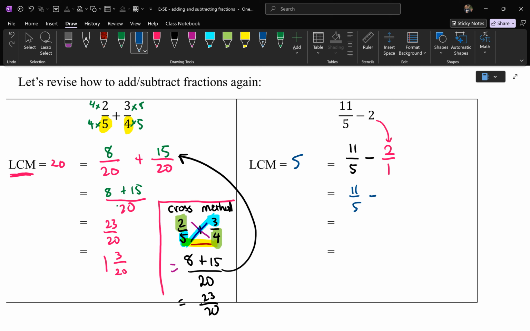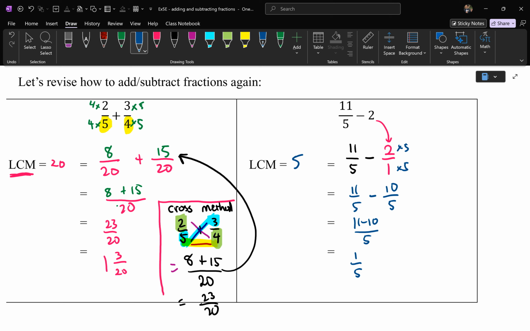You leave it as 11 on 5. Take away. Now, to get a 1 to become a 5, you have to times 1 by 5. Whatever you do to the bottom, you do to the top. So 2 times 5 is 10. 10 on 5. And now we subtract them. 11 take away 10 on 5 gives you 1 on 5.